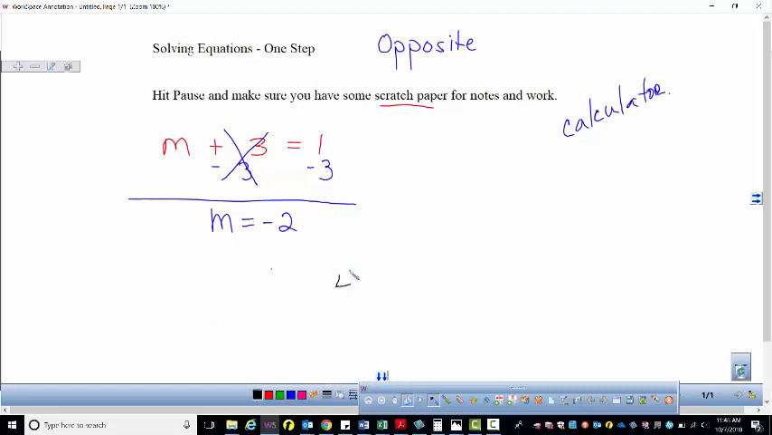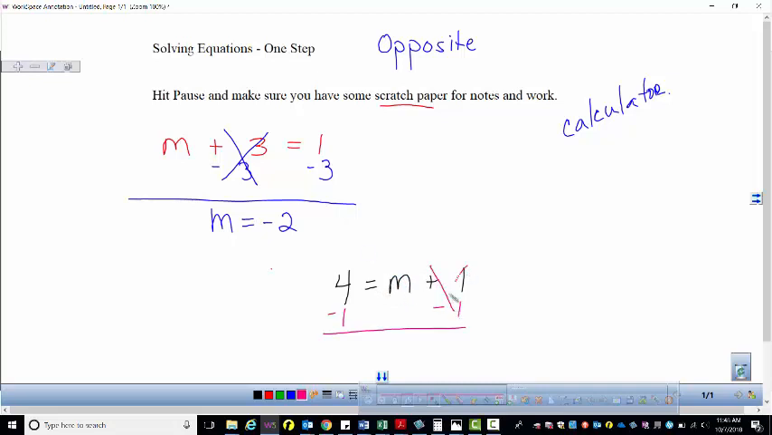So if I have 4 equals m plus 1. So this time my variable is here and I have plus 1. So I'm going to subtract 1 on the right side, and then on the left I'm going to also subtract 1. And I'm using the 1 because it's next to the variable. So I cancel. m equals 4 minus 1 is 3. Or you could write 3 equals m, however you want to write that.